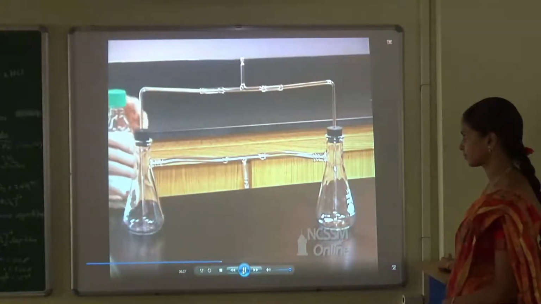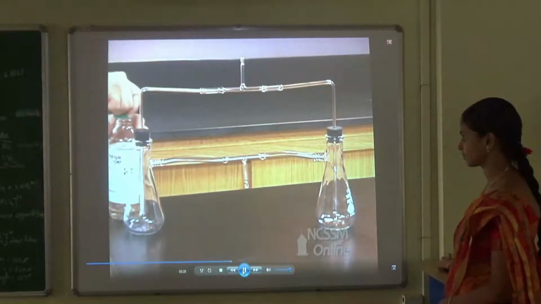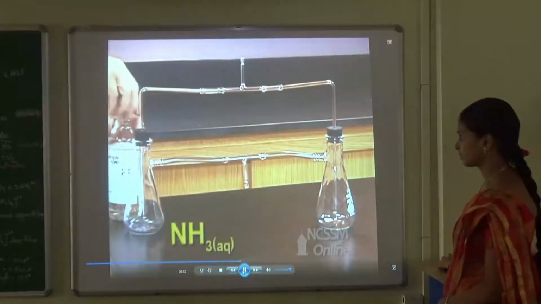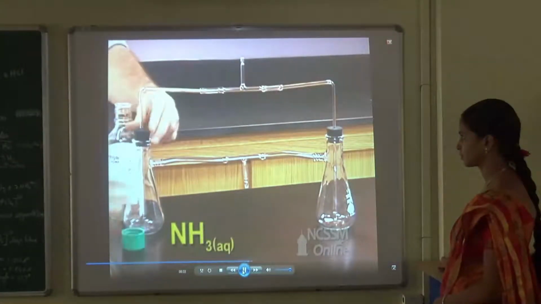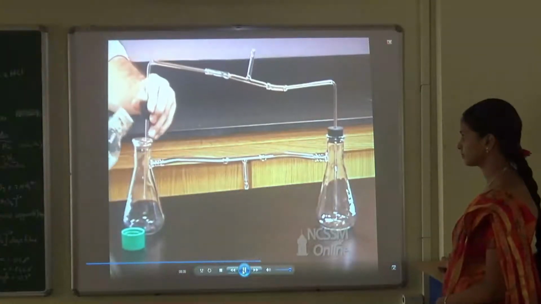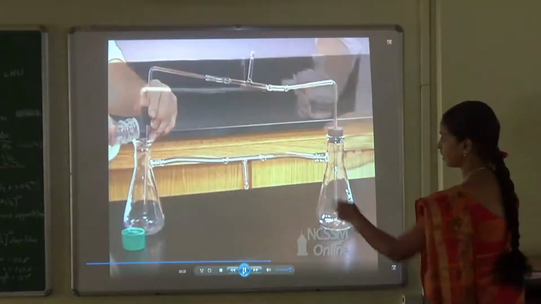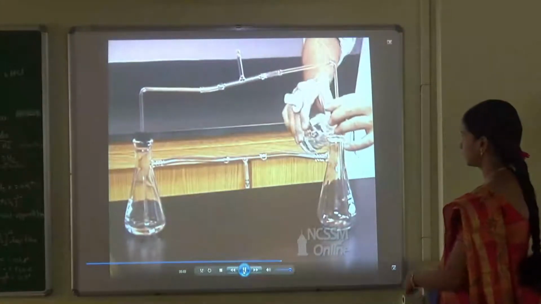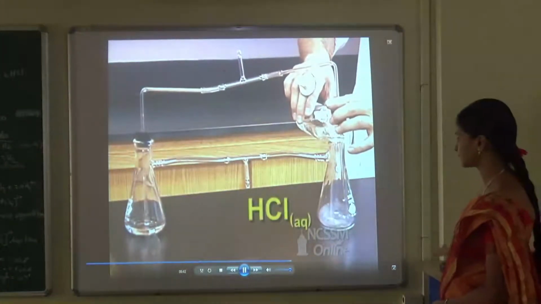I'm going to add some concentrated aqueous ammonia to one of the flasks. Here they are adding ammonia. We're going to add some concentrated hydrochloric acid. Here they are adding hydrochloric acid.